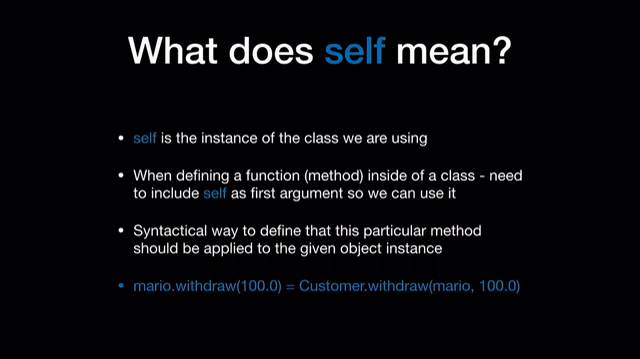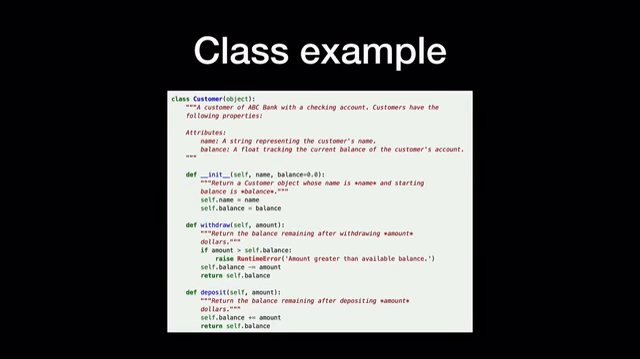Does that make sense? If I just did customer.withdraw of 100 on the right, how do I know who I'm withdrawing from? Because customer is not the instantiation of the class. It's just the class definition, the name of the class. So in this case, it's similar to importing. Let's say this is not defined as a class. It's similar to importing a withdraw function from a customer file, and then we call the withdraw method.